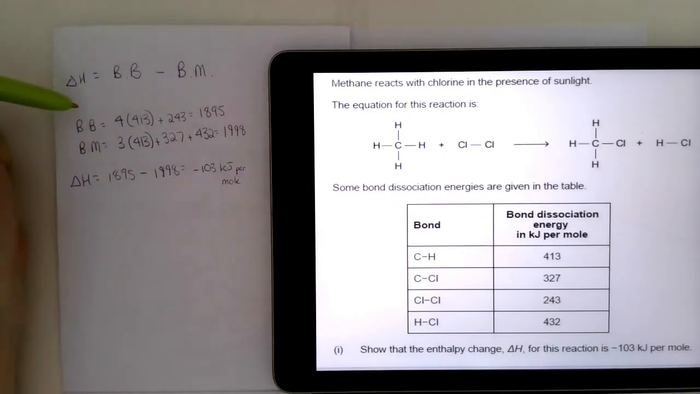This equation, you get given some equations in other subjects, but actually in chemistry you don't get given any equations, so this equation you need to learn. I showed you how to derive it in a previous video, but ultimately it's not that hard to learn. Bond breaking minus bond making.